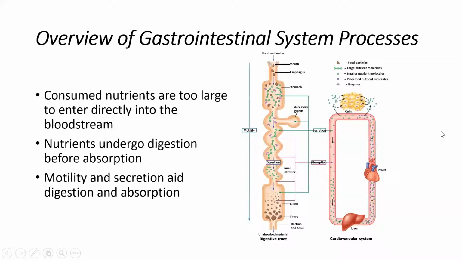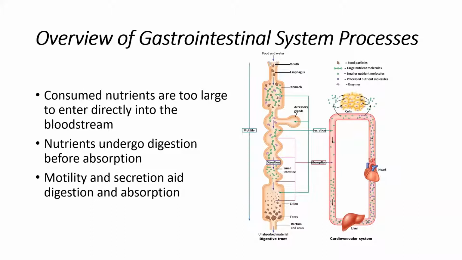So basically, we know the function of the GI system. This is what nourishes the body. This is what brings nutrients into the body via the mouth and the oral cavity. We consume most of our nutrients, and they're usually too large to be directly transported into the bloodstream. And so they have to undergo digestion and absorption.